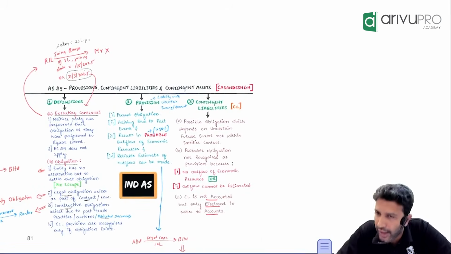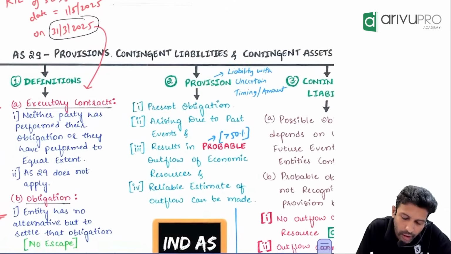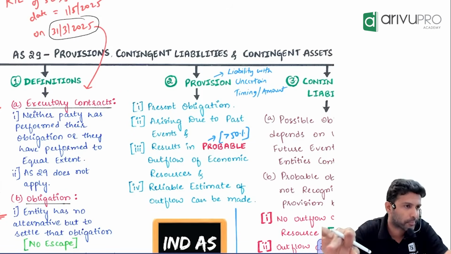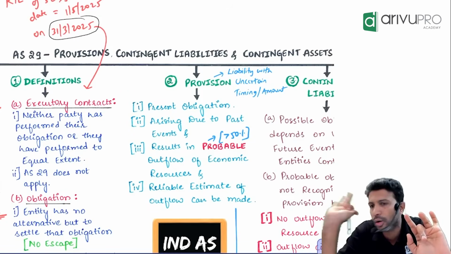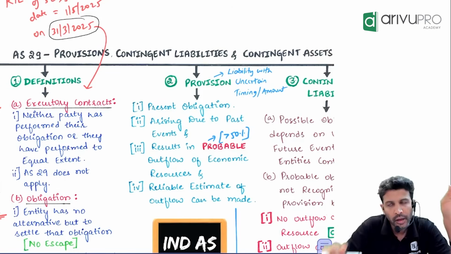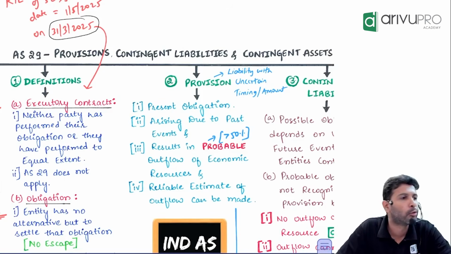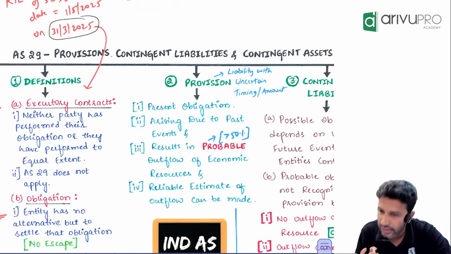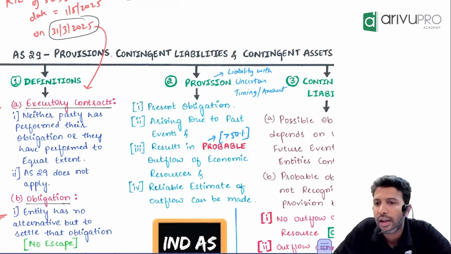Now let's dive into the main topic called provision. Sir, when will you recognize provision? When I say recognition, you pass an entry. When I say disclose, you only show it in notes to accounts, no entry. For provision, we do a recognition, meaning we pass an entry. Provision will be recognized in the books provided 4 conditions are satisfied. All the 4. Present obligation arising out of past event which results in probable outflow of economic resources and a reliable estimate of the outflow can be made. The day all the 4 conditions are satisfied, that day you will recognize a provision.